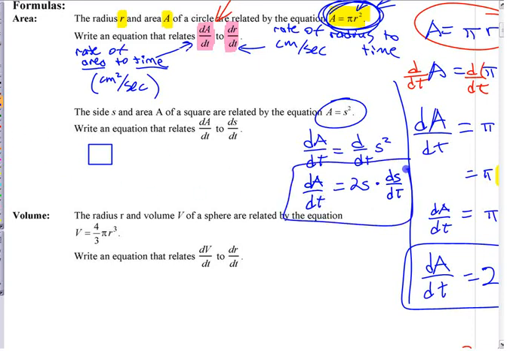It says if you want the rate of change of area of the square, it's related to two things. It's related to how fast you're changing the side length, ds/dt, and it's related to whatever the side length is at this point, right? If you want to know how much area you're gaining at any given moment, it's related to both of those things.